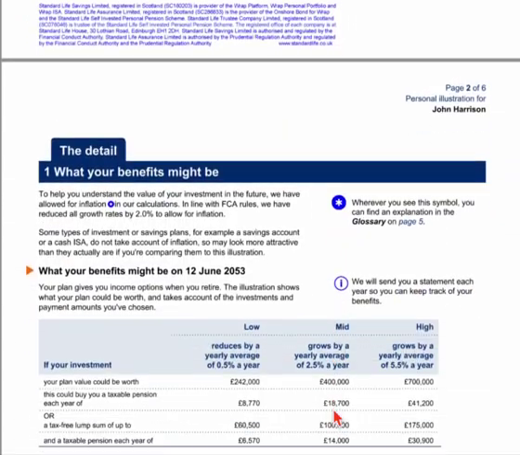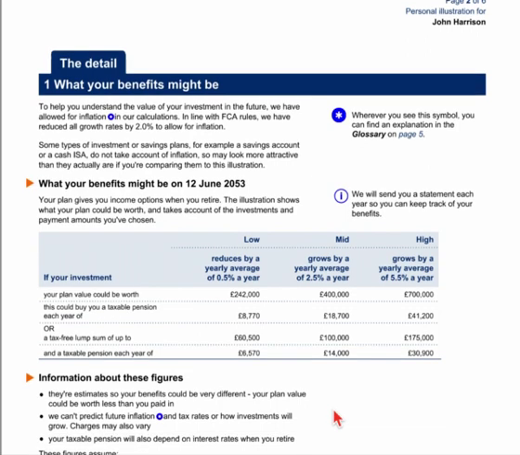So, what might your benefits be? The regulator, which is the Financial Conduct Authority, lets us quote at three different growth rates: low, mid and high. Now in this example, the low growth rate is a growth rate of minus 0.5%, the mid growth rate is a growth rate of 2.5%, and the high growth rate is a growth rate of 5.5%. What these figures also have built in is the effects of inflation. So we have taken 2% as the rate of inflation to build into these growth rates. So these figures are what we call inflation adjusted.